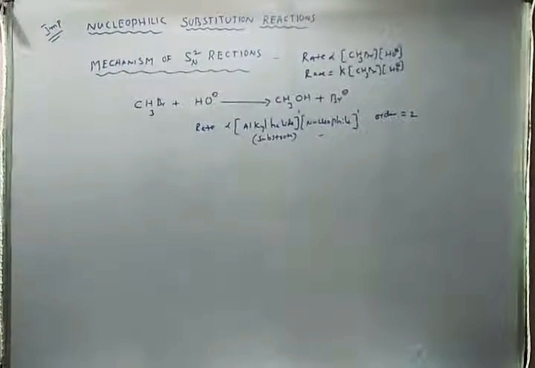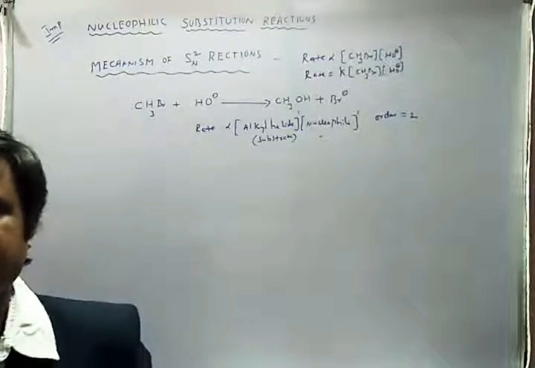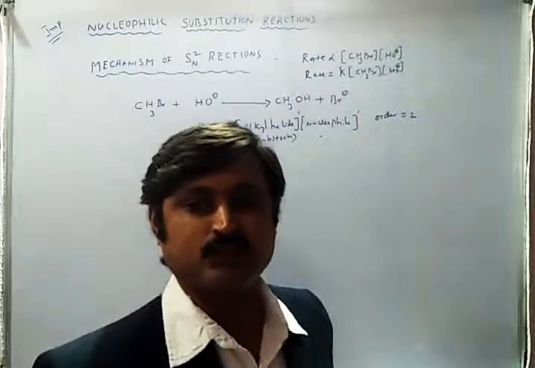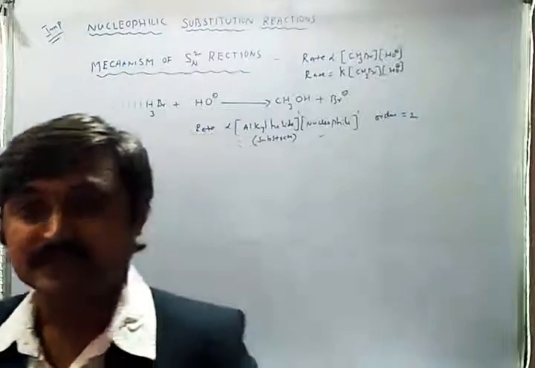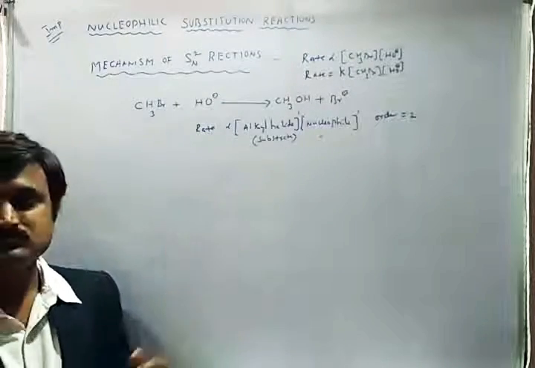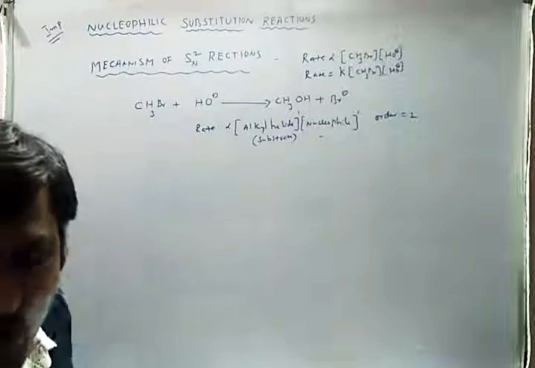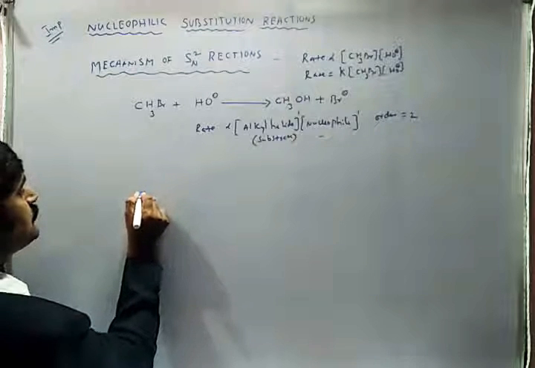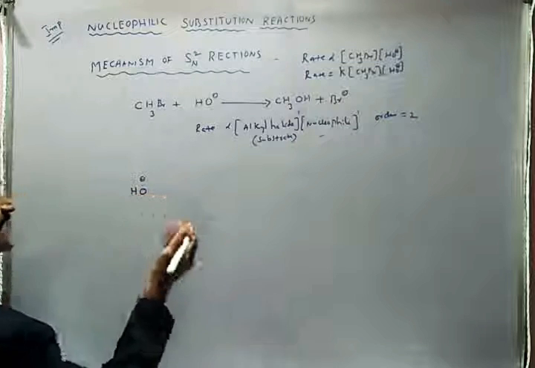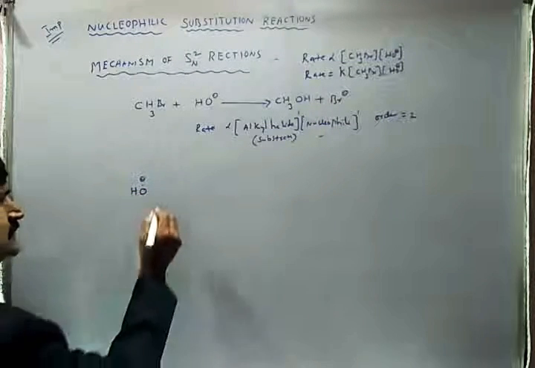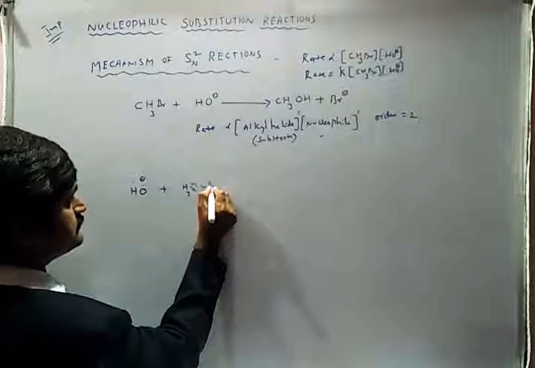Let us move on to the important aspects of this discussion. The mechanism proposed by Hughes and Ingold for the SN2 reaction has only one step, because the nucleophile attacks the carbon bearing the leaving group. We said that this halogen is working as a leaving group. Let us see how this mechanism works. If you take OH like this, oxygen has two pairs of electrons and is a nucleophile, which combines with the carbon in this way.